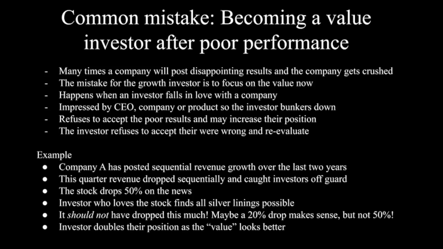Here's an example of this common mistake. Company A has posted sequential revenue growth over the last 2 years. However, in this latest quarter, revenue dropped off sequentially, and this caught investors off guard. The stock ended up dropping 50% on the news in the earnings report. Yet, investors who love this stock will be able to find all the silver linings possible. And they might say something like, it should not have dropped this much. Or maybe a 20% drop makes sense, but definitely not 50%.